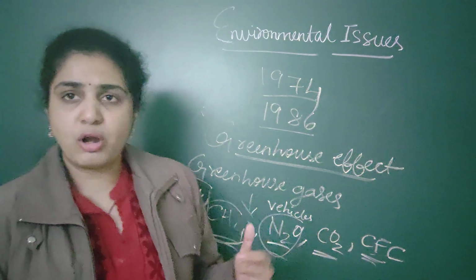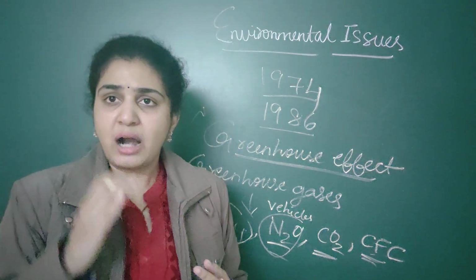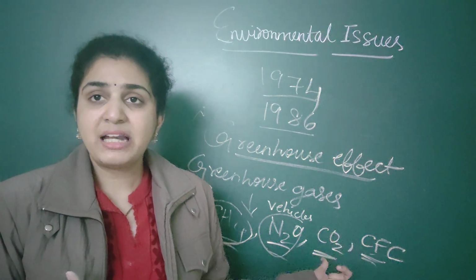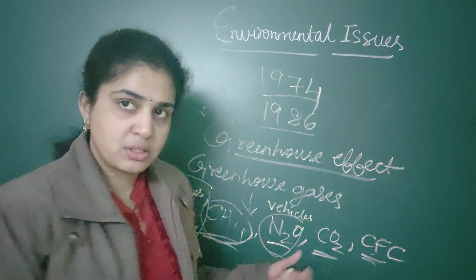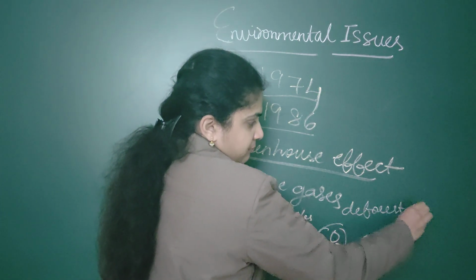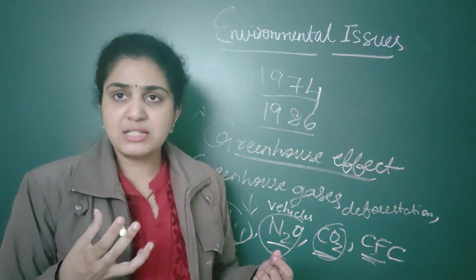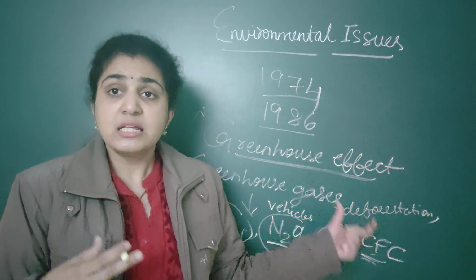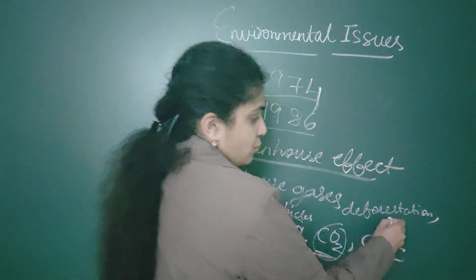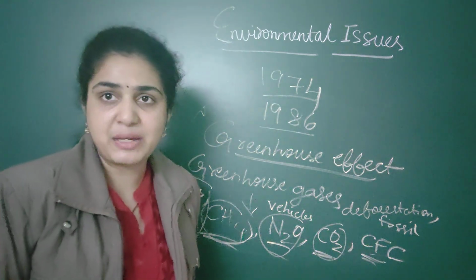We all know from childhood how carbon dioxide is increased in the atmosphere due to deforestation. If you cut down so many trees, more carbon dioxide will be produced in the atmosphere. So by deforestation, carbon dioxide is produced, as well as by massive burning of fossil fuels. Numerous fossil fuels are present. If we burn them, so much carbon dioxide is produced into the atmosphere. So burning of fossil fuels especially.